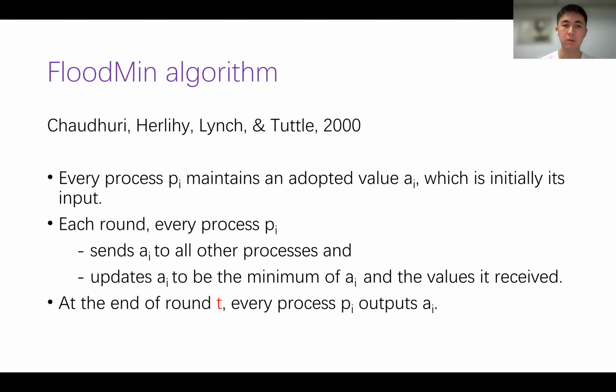We first introduce the flood-min algorithm, which motivates parts of the construction of our adversarial algorithm. In the flood-min algorithm, every process maintains an adopted value, which is initially its input. Each round, every process first sends its adopted value to all other processes, and then updates its adopted value to be the minimum of its adopted value and the values it received this round. Eventually, at the end of round t, every process outputs its adopted value at that moment.